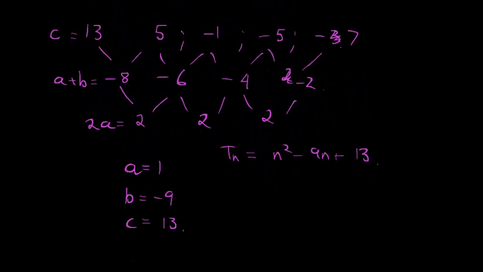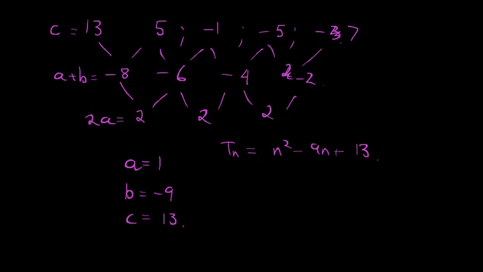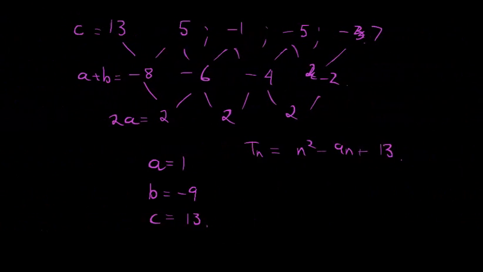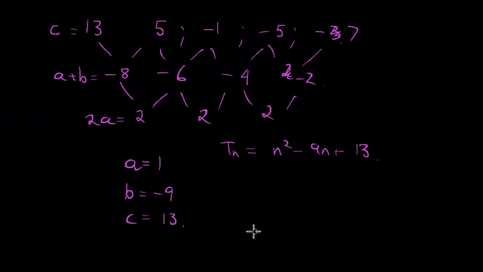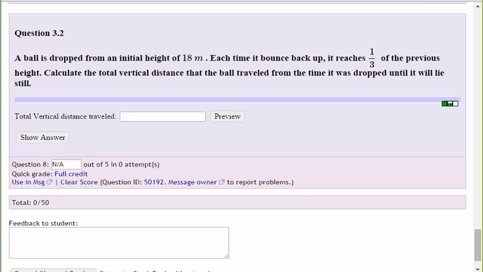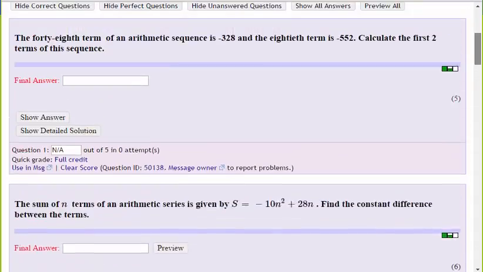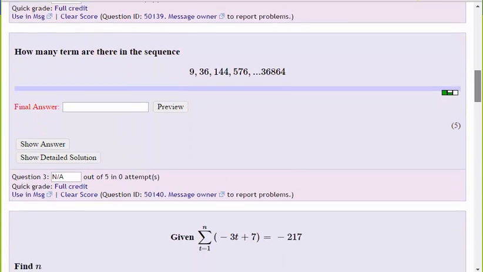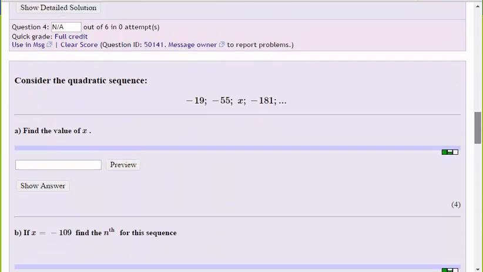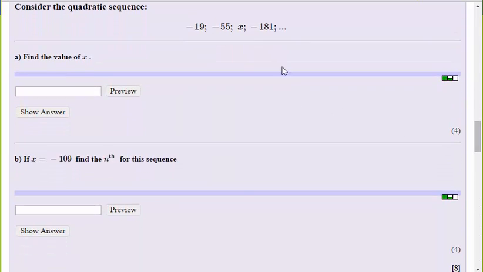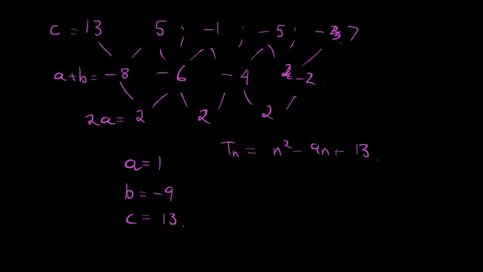Okay, so what else did we have to learn here? Okay, obviously finding the term. Now there are complex questions like the one we find here. I think there's only one quadratic. We've done that one, we've done that one, we've done that one. It's this one. Consider the quadratic sequence. Before we do that, let's just quickly see the quadratic.